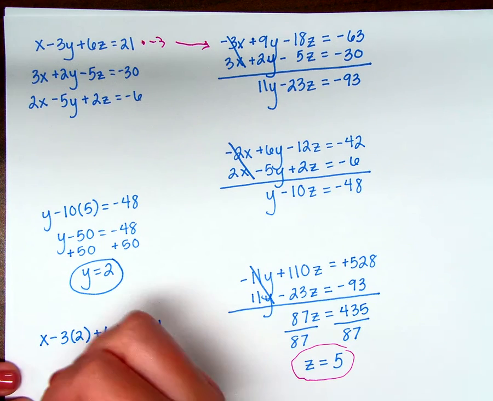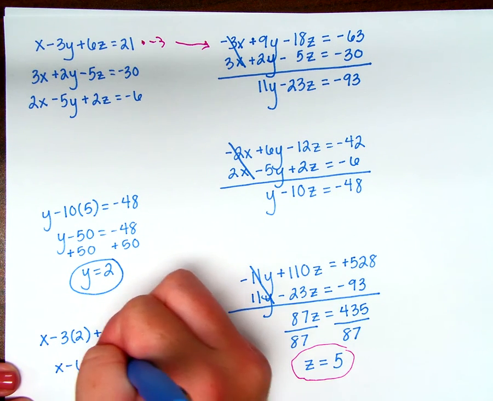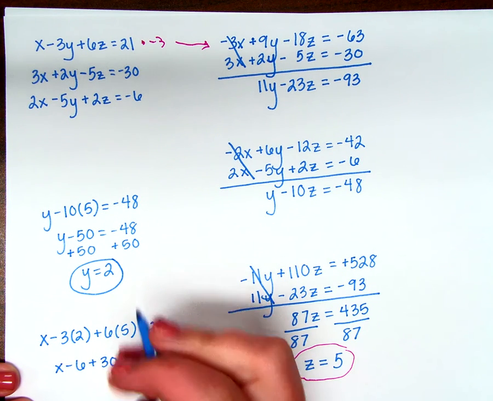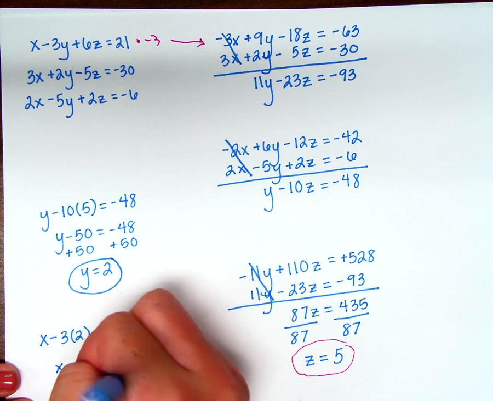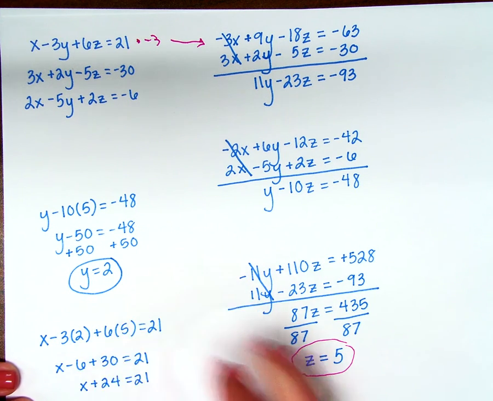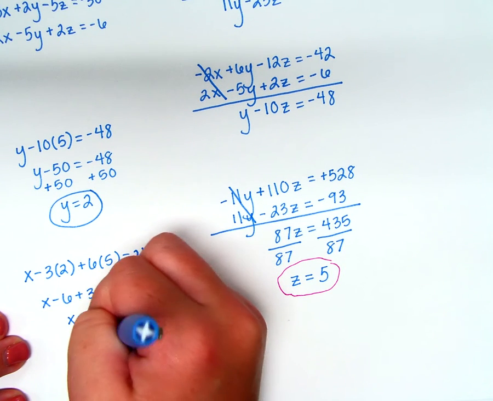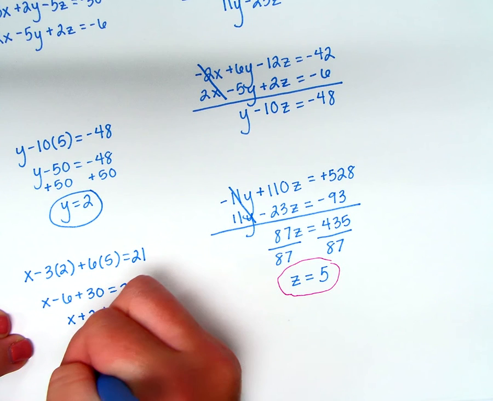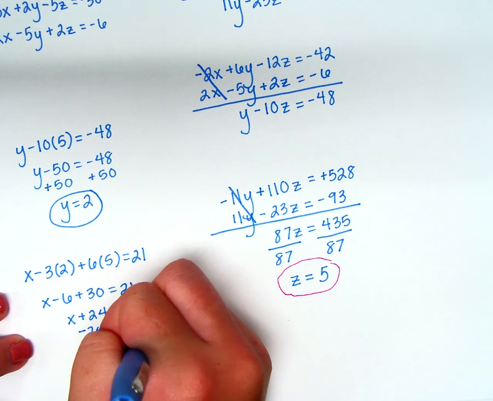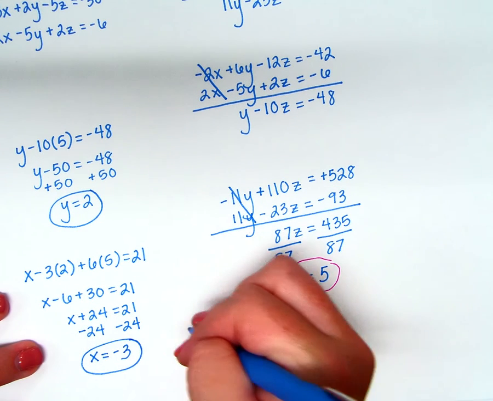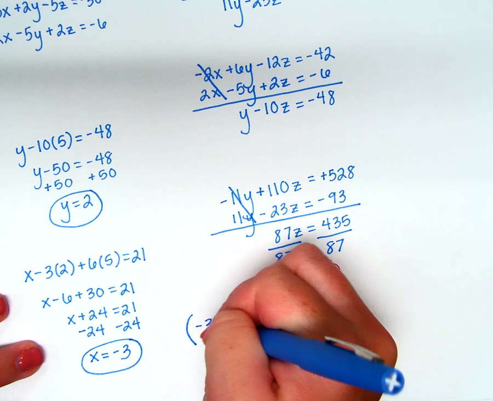So x minus 6 plus 30 equals 21. Anybody know what negative 6 plus 30 is? 24. X plus 24 equals 21. So, yep, subtract 24 from both sides. Negative 3. Good job. Now we write our answer, right? What's our answer? Negative 3, 2, 5.